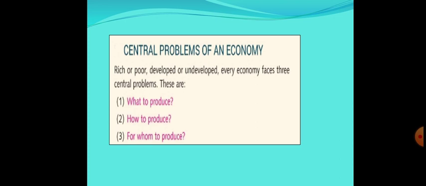Every country faces three central problems. The first is what to produce, the second problem is how to produce, and the third problem is for whom to produce. All countries face these problems essentially due to scarcity of resources. Let us study these problems one by one.